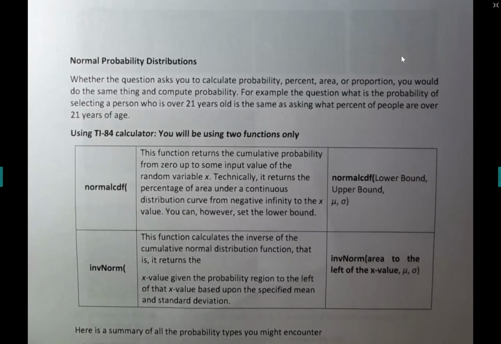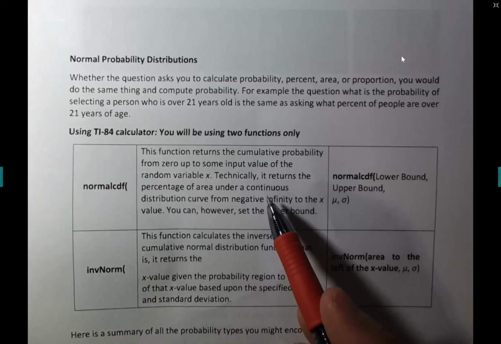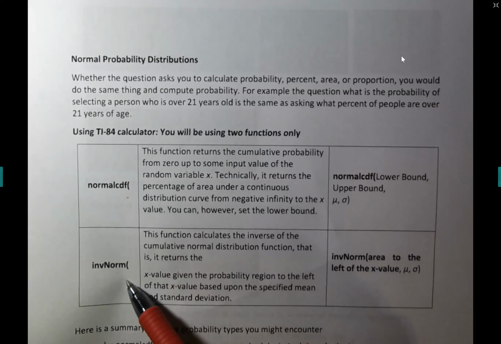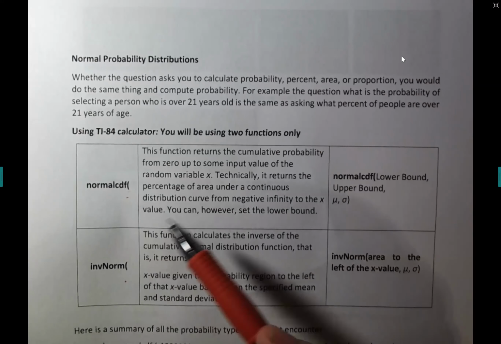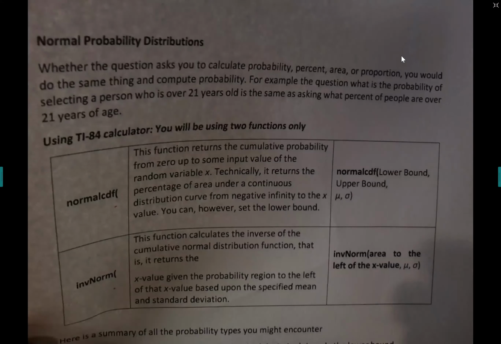So okay, here is a summary, guys, of using the calculator, the two main features. It's in your guided notebook, normalcdf and inverse norm with some examples. I'm not gonna go over them because they're worked out with screenshots.